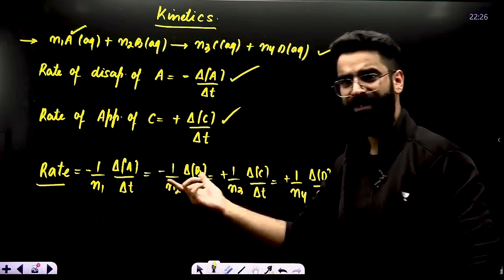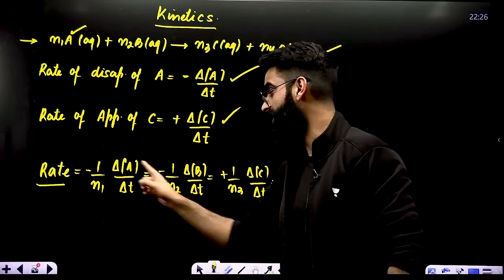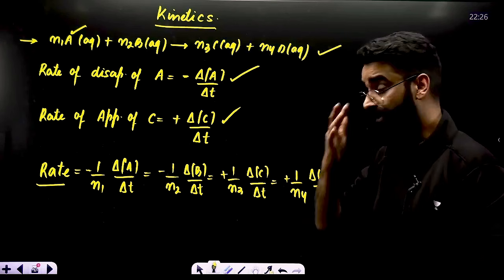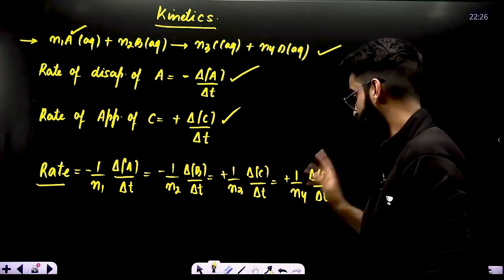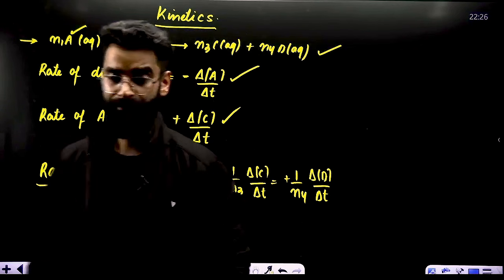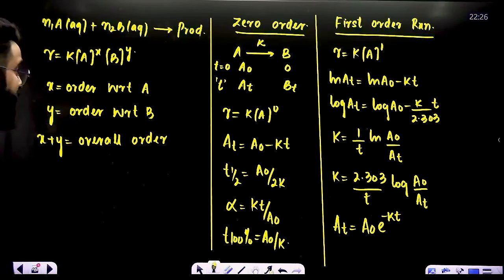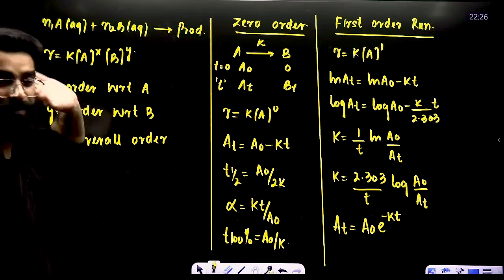When you calculate rate with the help of reactant, you have to start with a minus sign. When you calculate rate from the product, you will be starting with the plus sign. That's all, right? Similarly, when it comes to rate law, how do you write rate law for this particular reaction?